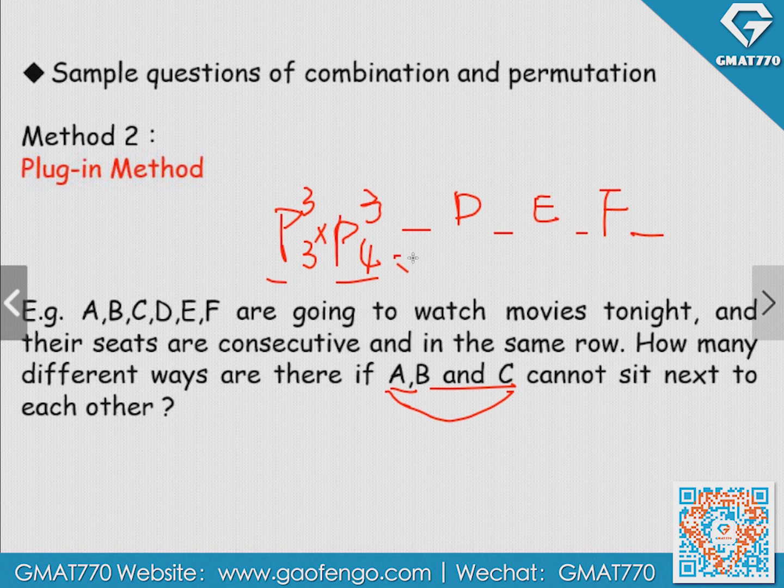Which is equal to 144. So if you see a question asking that some elements cannot be placed together or must be placed separately, you can use the plug-in method. The first procedure is to place those elements that have no more requirements for their sequence first, to form different intervals, and then choose different intervals to place those elements that must be placed separately.